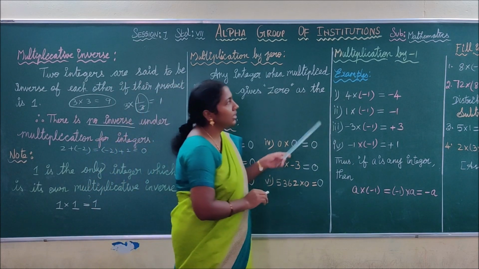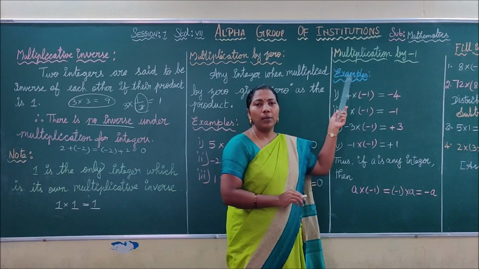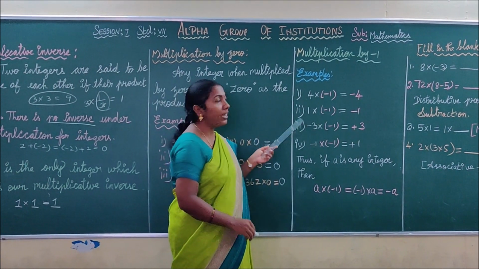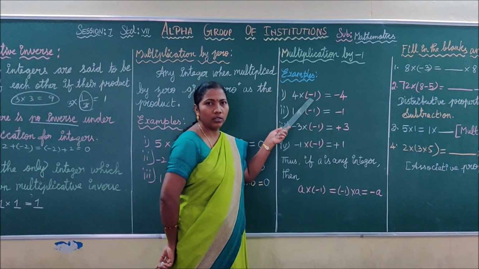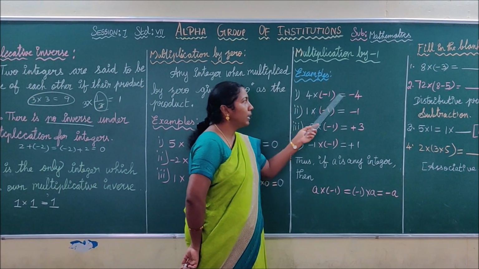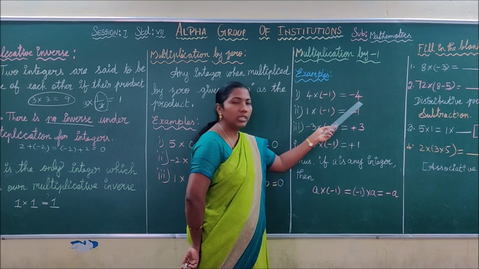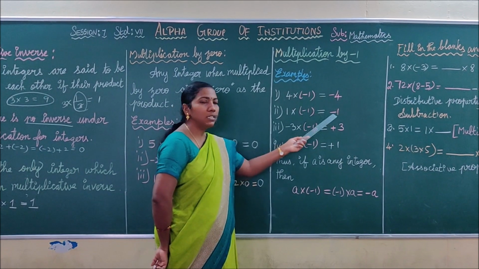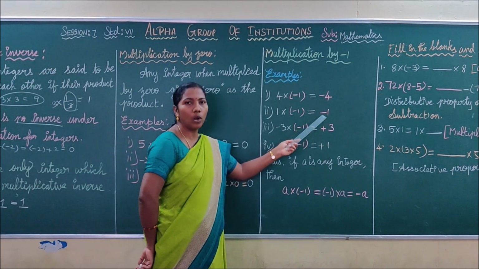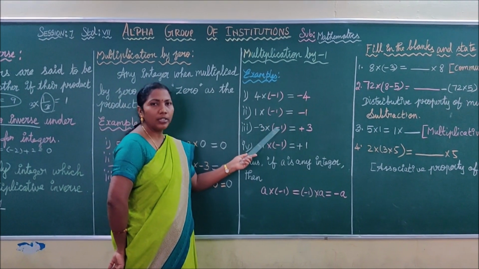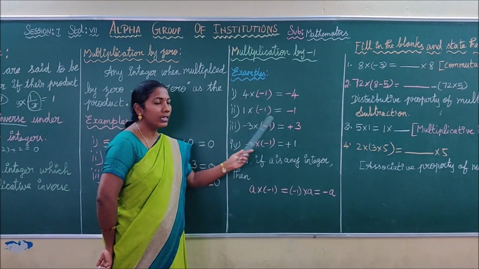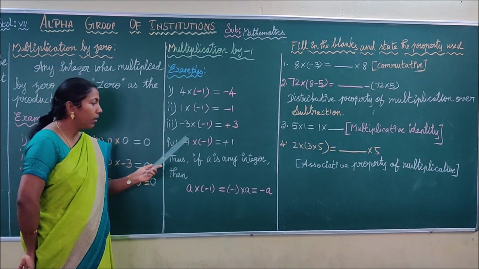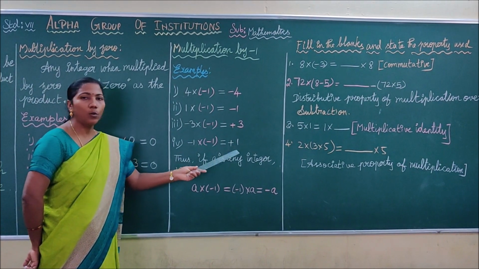Okay. Next we are going to see a very easy concept, that is multiplication by minus 1. You have already known this. See this example, children. 4 into minus 1. What is the answer? Plus into minus, minus; 1 into 4 is 4, so minus 4. Next, 1 into minus 1. Plus into minus, minus; 1 into 1, 1. Minus 3 into minus 1. Minus into minus plus; 3 into 1, 3. Minus 1 into minus 1. Minus into minus plus; 1 into 1, 1.